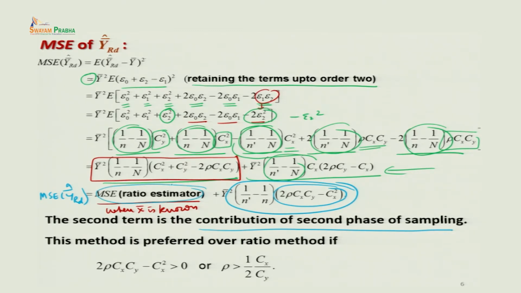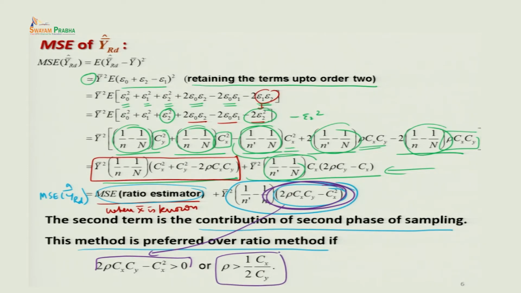So, now you can take the difference of these two MSEs, and I can say that this ratio estimator under the double sampling is preferable over the ratio method of estimation if this term here is greater than 0, or this can be simplified to rho greater than half Cx upon Cy.